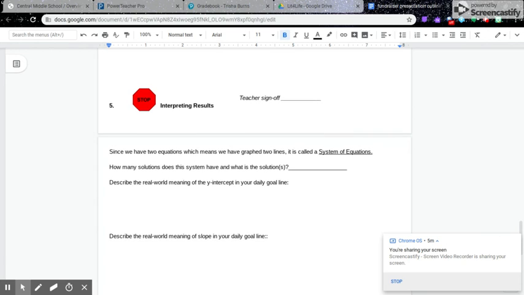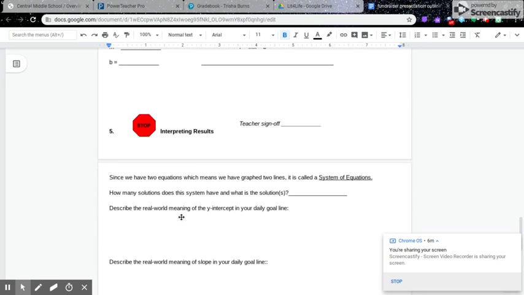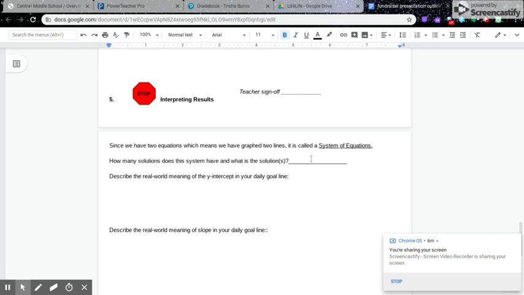And now you're going to be interpreting the results. These are called a system of equations because you have graphed two lines. And so a solution to a system is where those intersect. Wherever you have your horizontal line and your diagonal line, those are going to intersect somewhere. And wherever those intersect, that's the solution to the system. You should have one solution, and then you can write what that solution is.